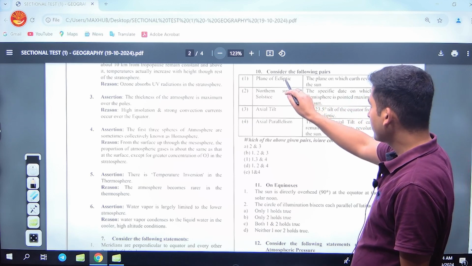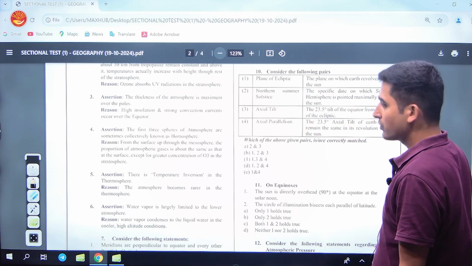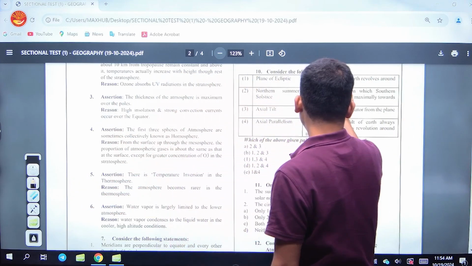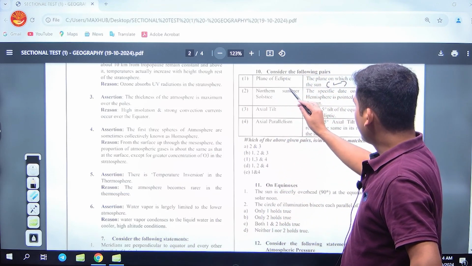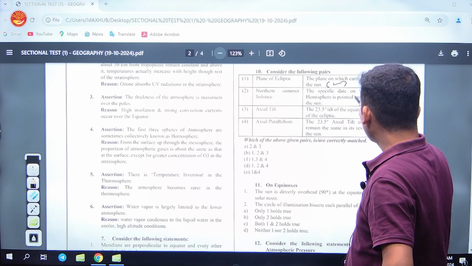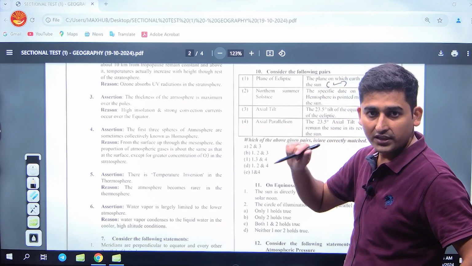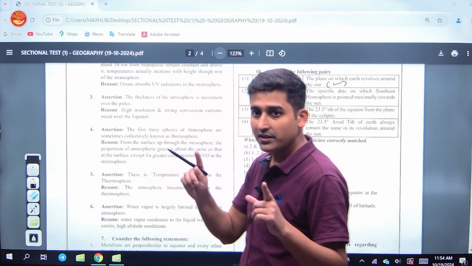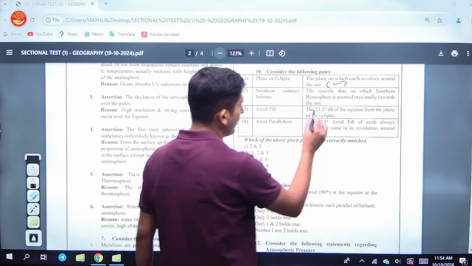Yes, पहले वाला देखो, plane of ecliptic. Yes, plane of ecliptic is that particular plane on which Earth revolves around the sun. It is absolutely true. Northern summer solstice: the specific date on which southern hemisphere is pointed maximally towards the sun. Northern summer solstice की बात हो रही है. Northern summer solstice पे the northern hemisphere is maximally tilted towards the sun. Okay, so it is wrong.